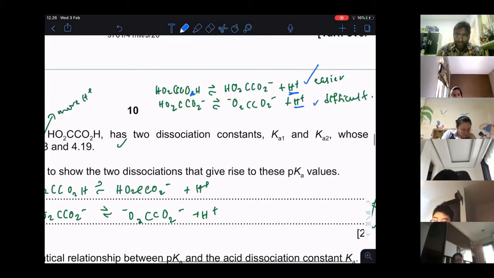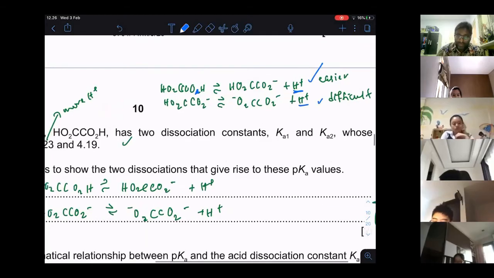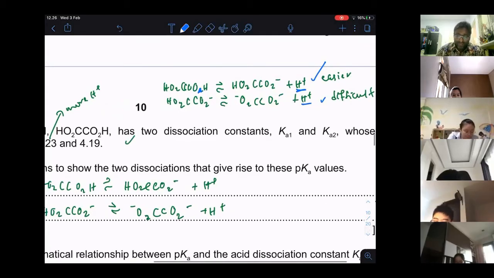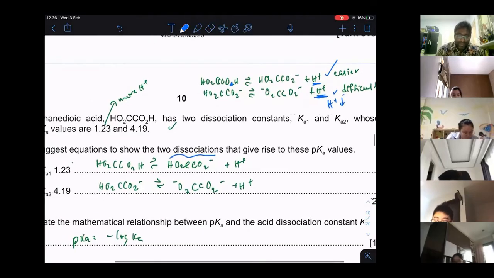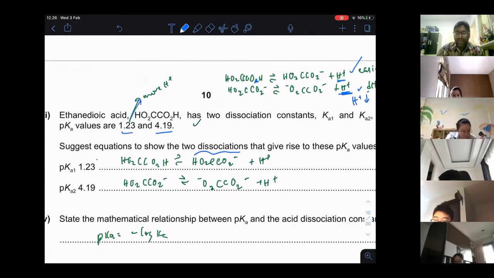So this is going to tell us why they have two dissociation constants. If it is difficult, the H plus is less. If H plus is less, your pH, or pKa, will be lower. So you can see the pKa 1.23. Normally 1.23, you just follow like pH, is a stronger acid.